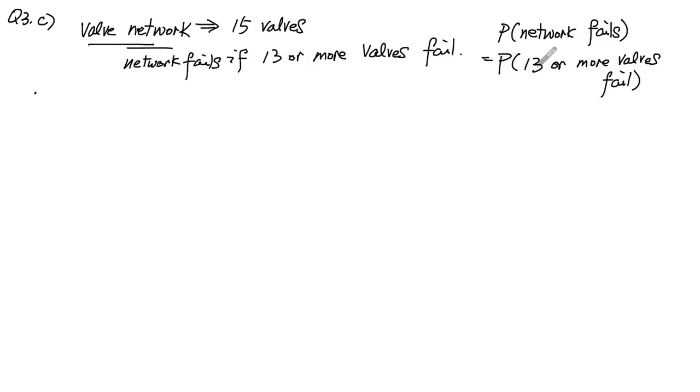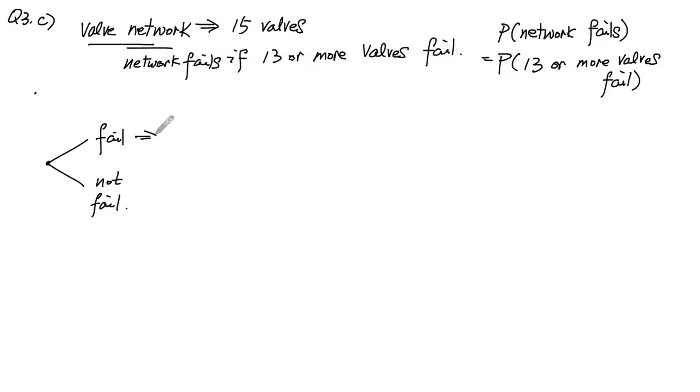Okay. So the random variable of interest here seems to be discrete. Each valve can either fail or not fail. And the probability of 13 or more out of 15 failing seems to follow a binomial distribution. So what I'm interested in here is, for any given valve, what is the probability that it will fail and what is the probability that it will not fail?